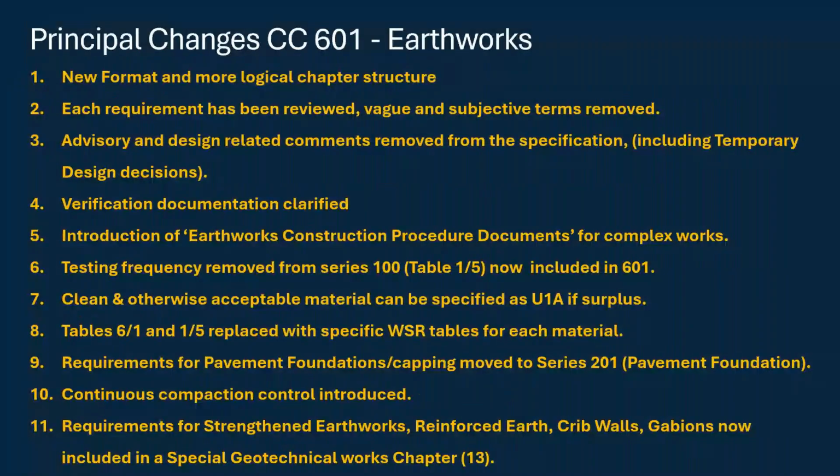So what are the big and sort of principal changes, which we'll kind of notice as we go through the document? There's a new format, and there's a more logical chapter structure and grouping of the old clauses within Series 600. Each specific requirement and clause and subclause of the original document has been gone through, it's been reviewed, vague and subjective terms, reasonable, etc., have been removed. So there's much greater clarity, it's far cleaner language, and it's much more concise.